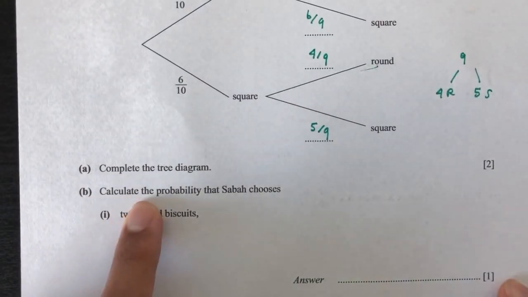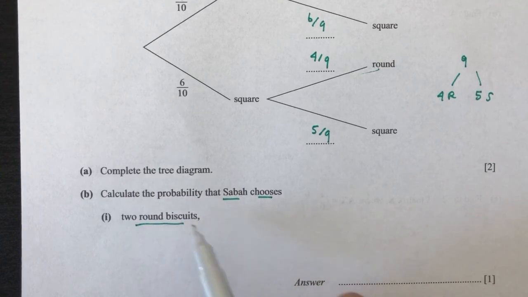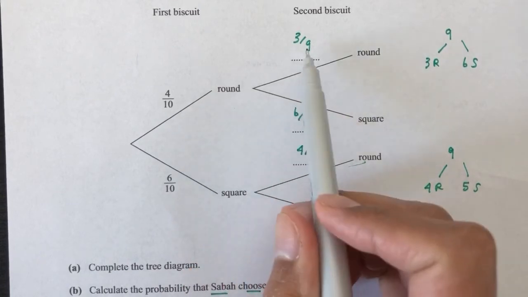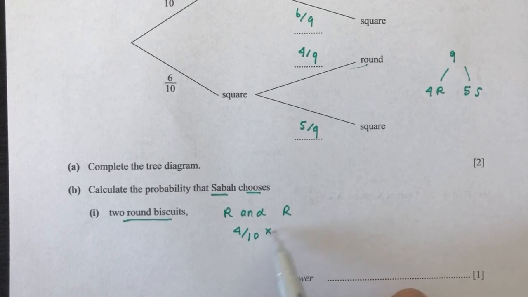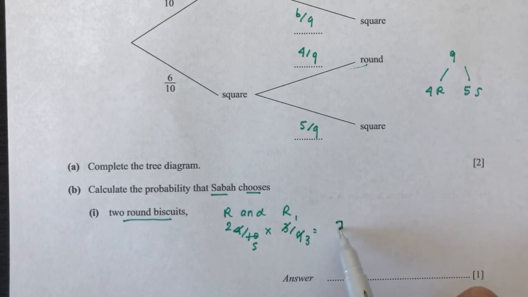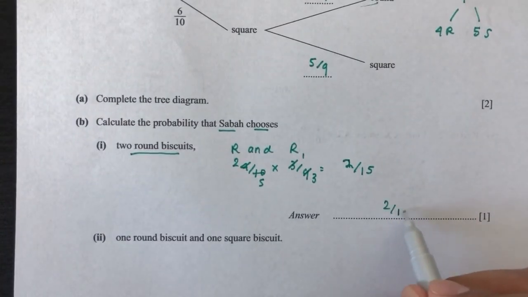Part B, calculate the probability that Sabah chooses 2 round biscuits, which is round and round. Round will be 4/10 times 3/9. So 4/10 times 3/9, simplify, we have 1, 3, we have 2, 5, so it will be 2/15. Your answer is 2/15.